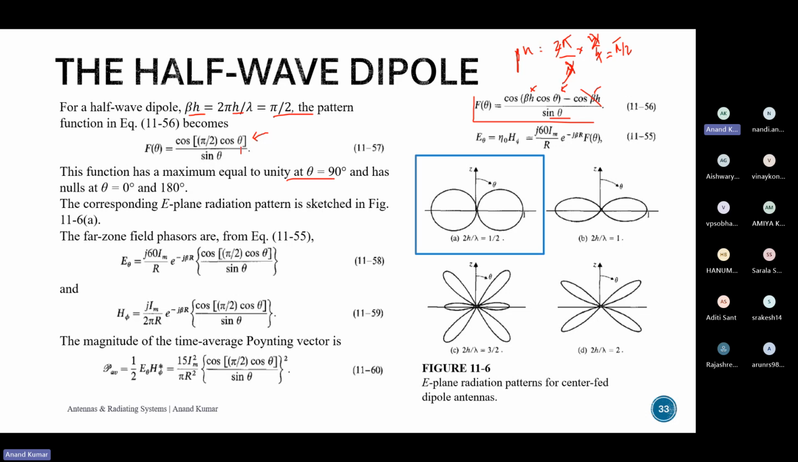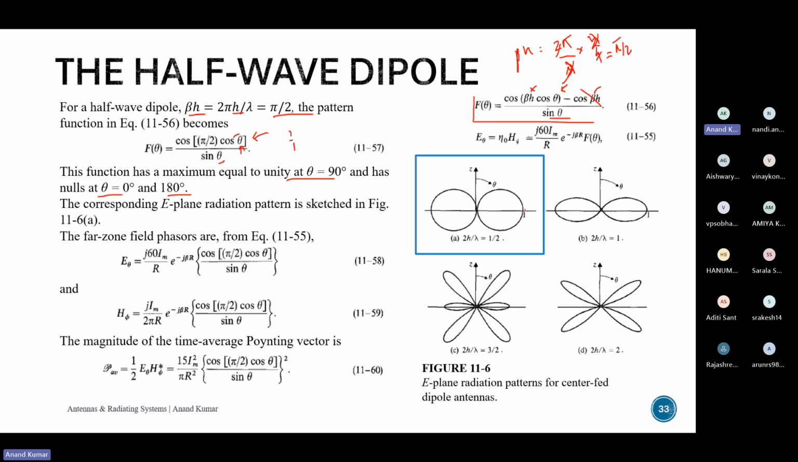If you substitute that directly, this cos theta will become 0. So this entire function will become 0, and cos 0 is 1, and sine theta, sine 90, is also 1. So its maximum value is 1, and this will have nulls at theta equal to 0 degree and 180 degree. So this is how the pattern would look like.